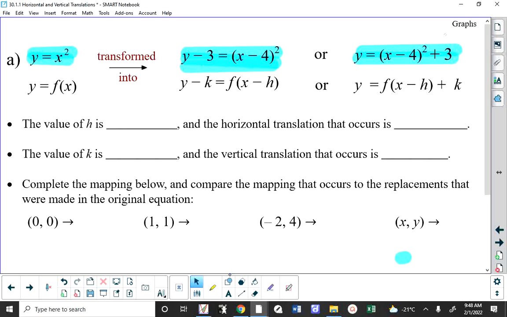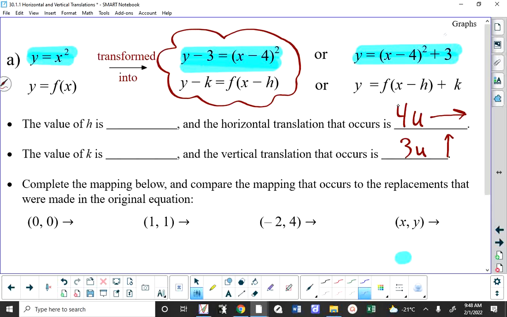So the value, let's do the translation first. 4 units to the right. We are right now in learning mode. I can abbreviate. If you're writing a written response on an exam, you better not abbreviate. And the vertical translation is 3 units up. Please don't forget your question, Ian, but I want to finish off my main point here. Everybody, when you compare these two things, what is the value of h and what is the value of k?